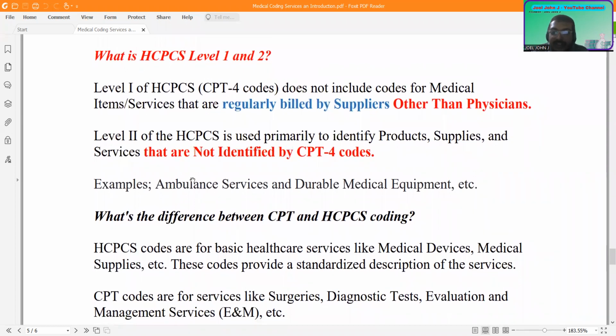What are examples of that? Ambulance services, that won't be in CPT, right? Another is durable medical equipment, etc. For durable medical equipment, if the physician prescribes it and it's in the CPT-4 codes, then go by that.